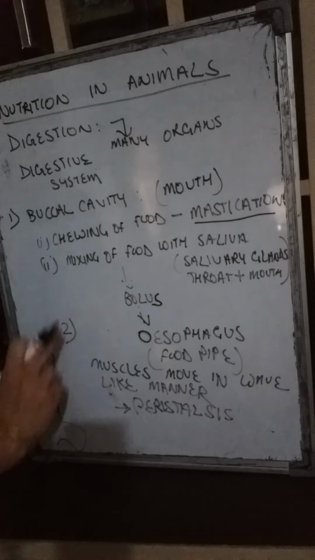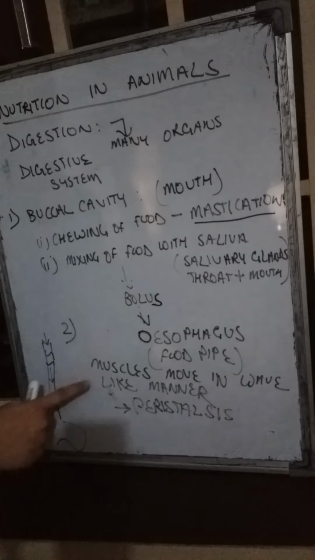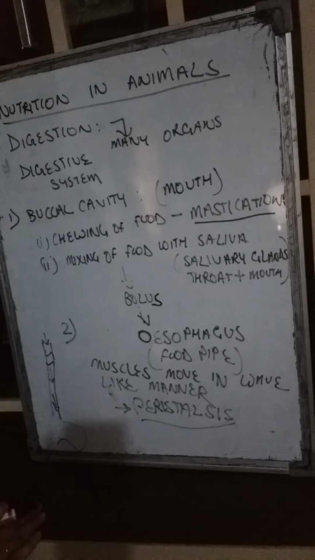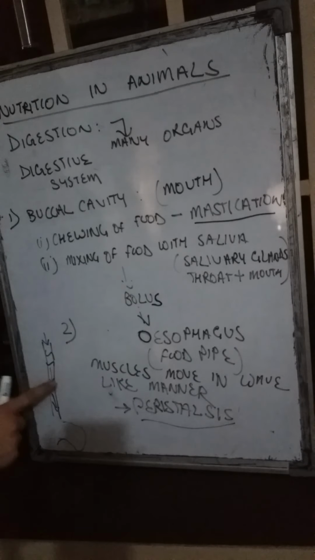This wave-like movement, which pushes the food down into the stomach, is called peristalsis. What is this called? Peristalsis. This is the wave-like movement of the muscles present in the esophagus, which help in pushing down the food from the mouth into the stomach. This is called peristalsis. Is that clear?